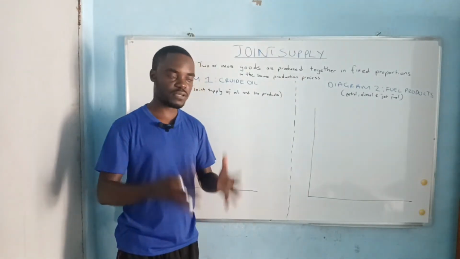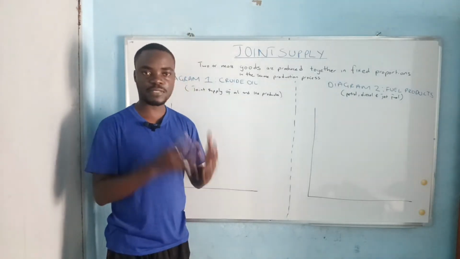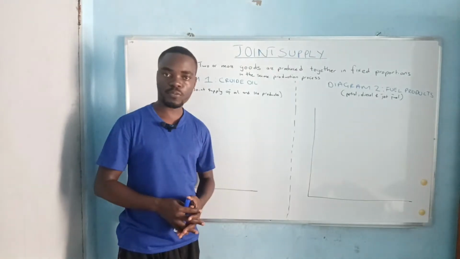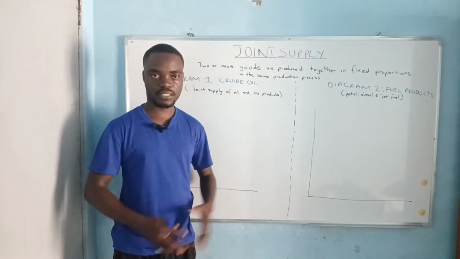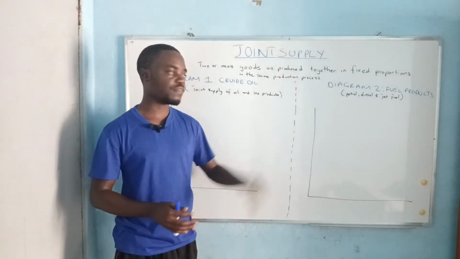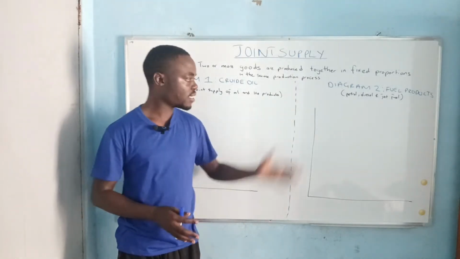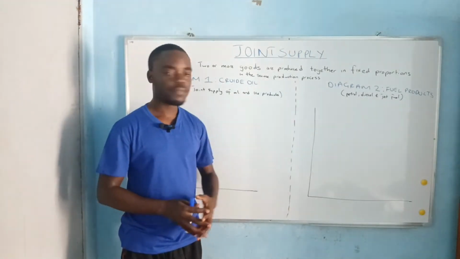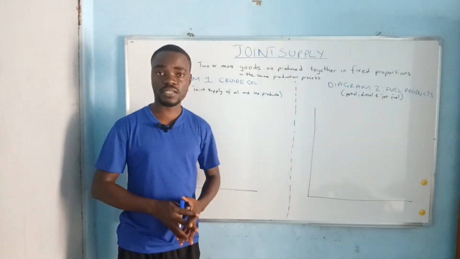So we're looking at the production of crude oil when it is being extracted from the ground. It's going to be processed, then it's going to produce fuel products. So they are joint supply. They are joined together in the production process. So we're looking at crude oil now giving birth to two or more products. In this case, we have three products coming from crude oil, which are petrol, diesel, and jet fuel, for example.